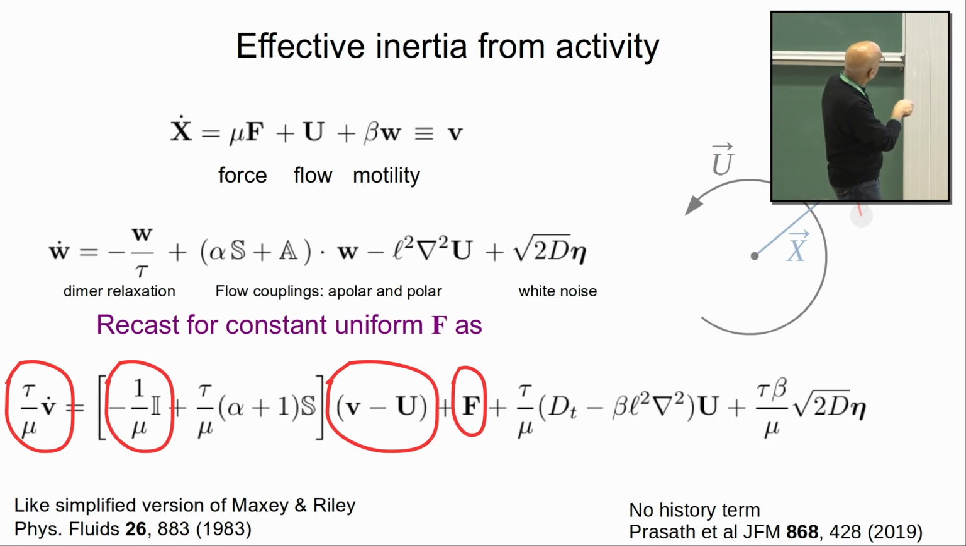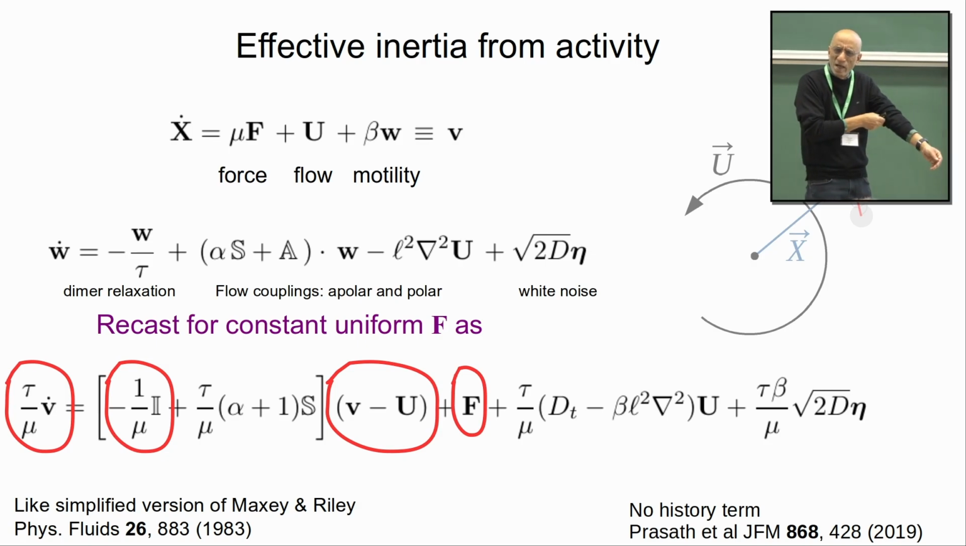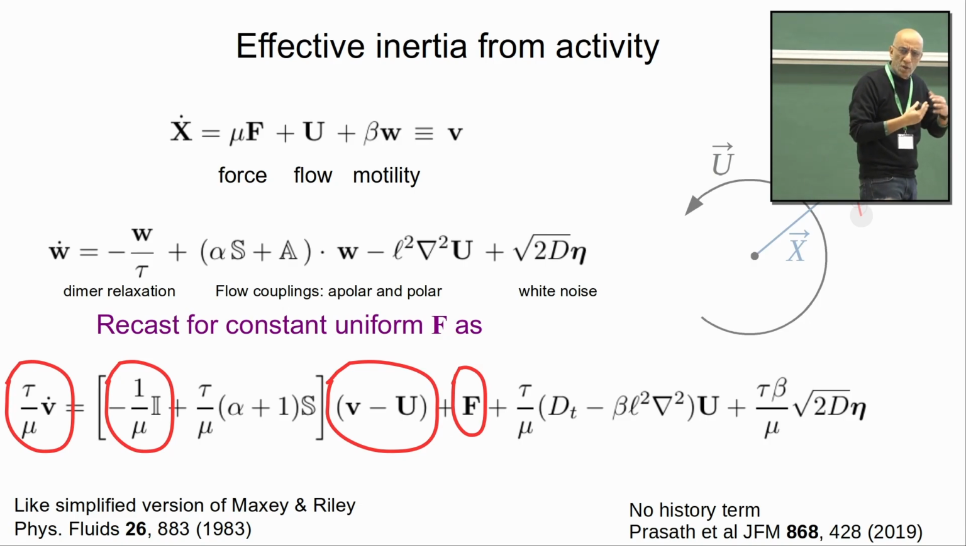You get an apparent mass, right? Because this is actually a force, the coefficient of v dot is the mass, and that mass is the relaxation time of the dimer divided by the mobility. Okay? This equation has many of the features of the Maxey-Riley equation. It doesn't have the more subtle features like the history term and so forth. The detailed form for a non-uniform external force field is too complicated to present here, so I won't bother. But once you have this form, you're tempted to think, look, this particle is exhibiting a kind of inertia. Will it then centrifuge out of regions of vorticity? Will it accumulate in regions of strain and so forth?